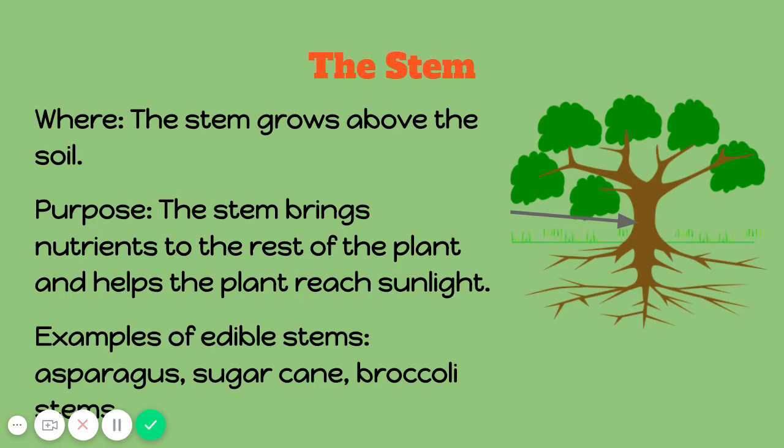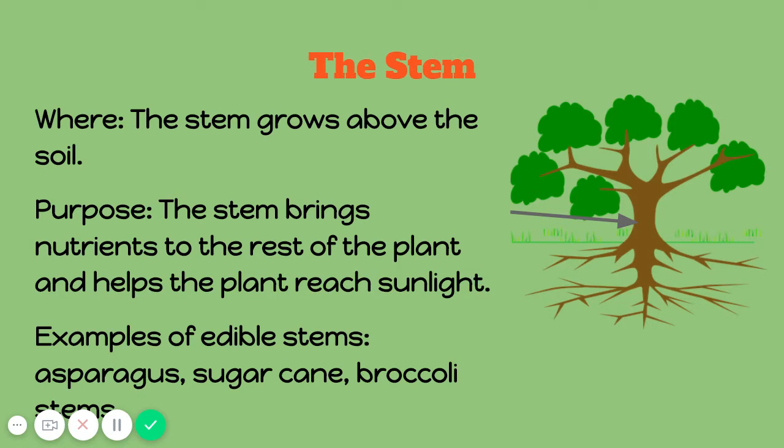The stem. The next part of the plant is the stem. The stem grows above the soil, so it sticks up above the soil. The purpose of the stem is to bring nutrients to the rest of the plant. Okay, so it's kind of like a little mini highway inside, where all of the nutrients are going, and they're going through the stem and in all these different directions. So they're getting from the root, they go up here, and then they just travel around. So the whole plant is getting all those nutrients.